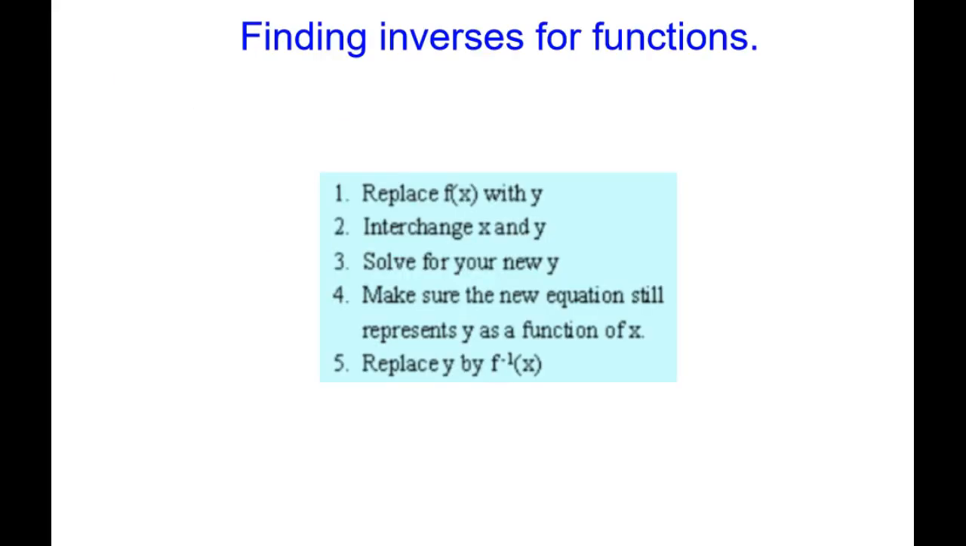The last thing we are going to talk about in this lesson is finding inverses for functions. There are some general steps we're going to follow when trying to find the inverse for a function. The first step is we're going to replace f of x with y. The second step is interchange or switch our x and y terms. Third step, solve for the new y variable. The fourth step is make sure the new equation still represents y as a function of x. And then the fifth step is we're going to replace y by f raised to the negative 1 of x. This notation represents that it is the inverse function.